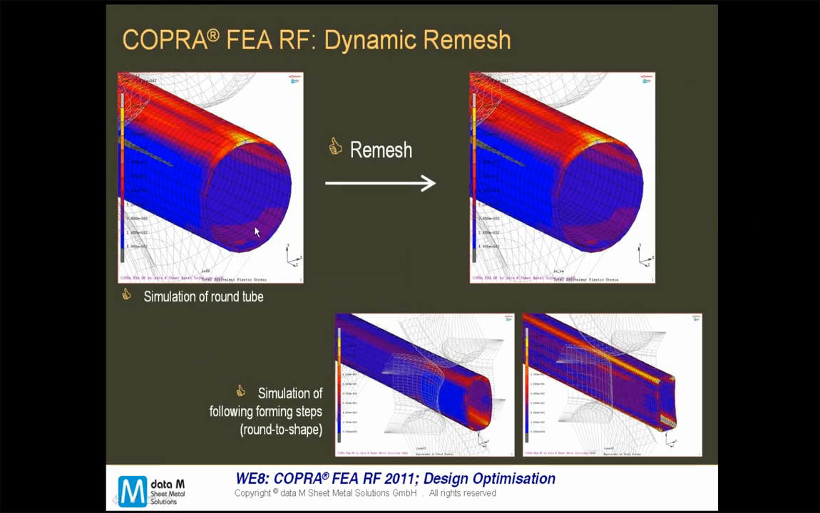Also here we see a round tube. We simulate it to round, and we remesh to get the round-to-shape simulation with the results, with the material properties from the tube, from the real tube itself. So we are not simulating to round with the bends also from the square, but we get this meshing at the end.